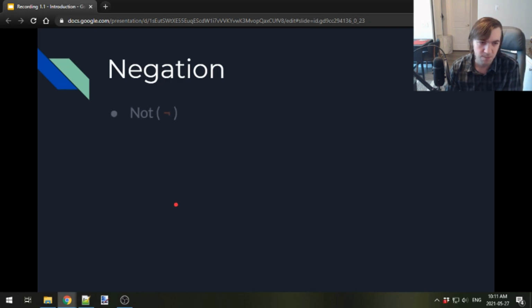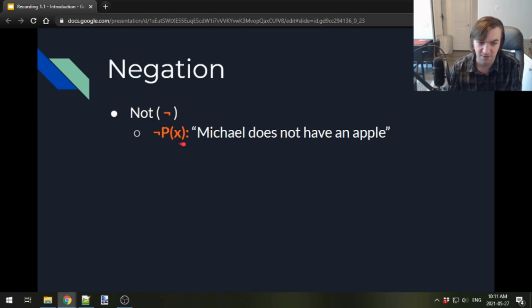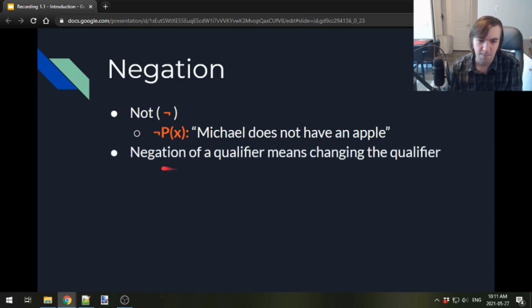Now, negation. "Not" uses this little rotated L, and this means the predicate is false. In other words, if I have not P of x, that means I do not have an apple, going back to our original P of x being I do have an apple. If you negate a qualifier, this means that you switch the qualifier to the other one. So here's an example of that.